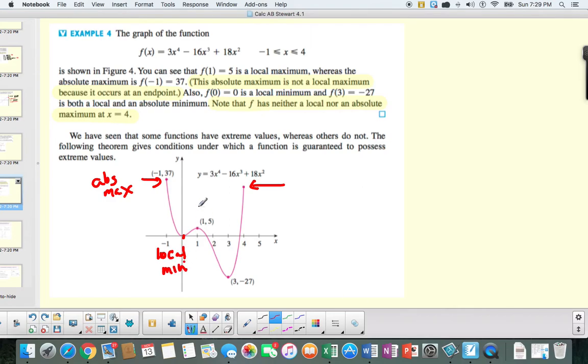This point right here is a local max. And this point right here is a local min, and at the same time it's an absolute min. So you can see sometimes the absolutes occur at the endpoints and sometimes they occur in the interval.